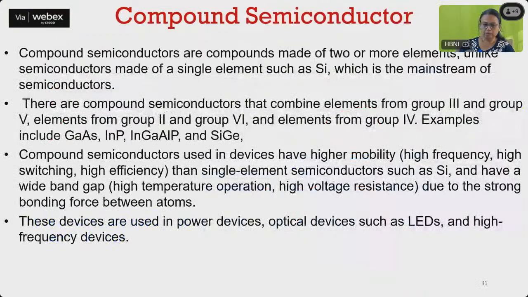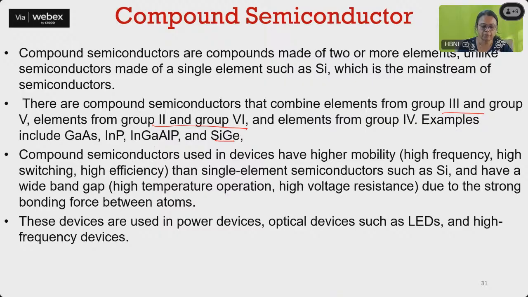Now we come to the other materials, which are the compound semiconductors. They are made of two or more elements, unlike a semiconductor made of a single material such as silicon. In a compound semiconductor, we combine elements from group 3 and group 5, or group 2 and group 6, and elements from group 4 also we can add. So we have gallium arsenide, indium phosphide, indium gallium aluminum phosphide, and silicon germanium.